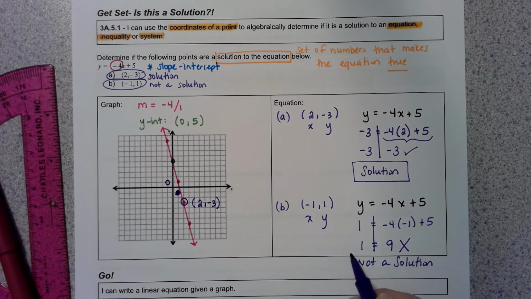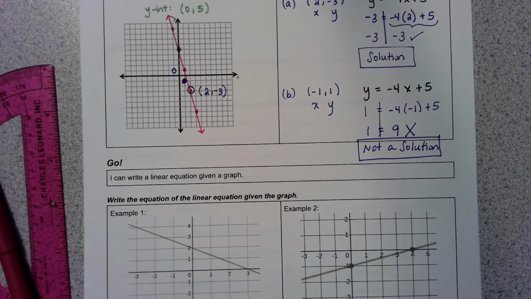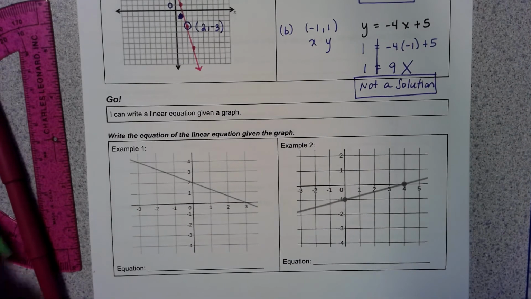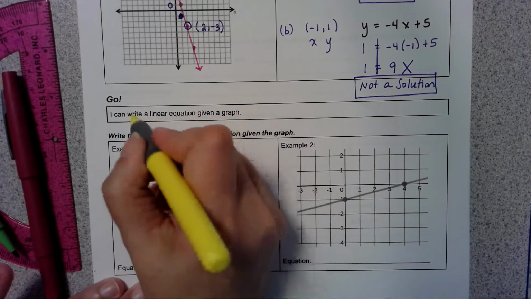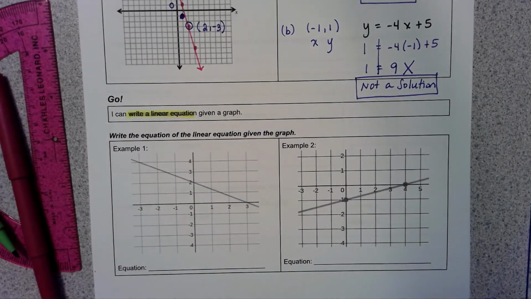So again, we can check to see if we have a solution or not by looking at the graph, is the point on the line or not, and by plugging in our numbers, does it work in the equation or not? Last but not least, so we're almost done. One of the last goals of this first section is that we need to be able to write a linear equation, which means write the actual equation of the line.